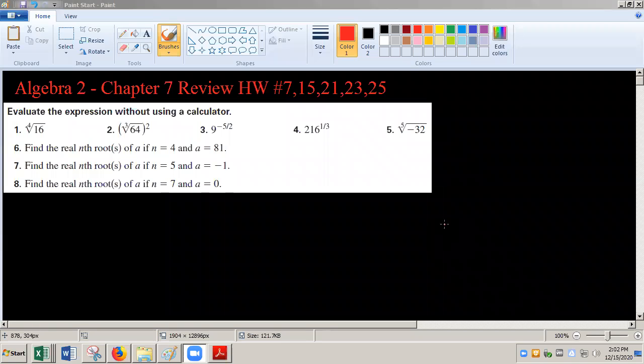So we are looking at chapter 7 review here. We're going to start with number 7. We're trying to evaluate the expression without using a calculator. I'm not going to ask you guys to do something like this on a test, but it is kind of a nice skill to be able to use.